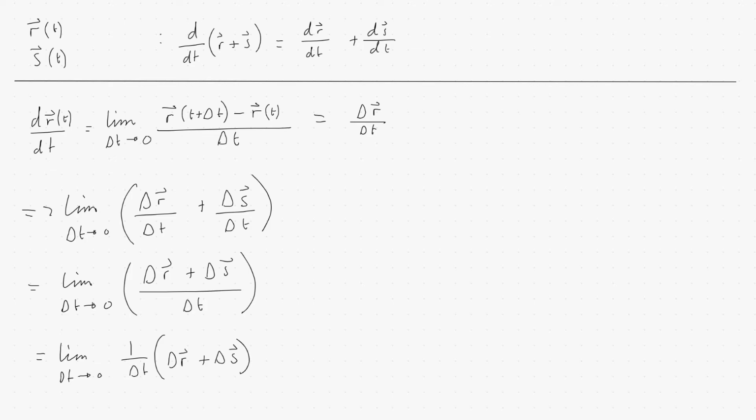Now, let's compare this to our original definition up here, where we said that dr by dt is equal to the limit as delta t goes to 0 of this small change over t. So taking dt out, we can see that the delta r goes to dr. And that's in the case of both of these here, where you can rewrite this finally as d by dt of r plus s. And that's it. That's the proof.